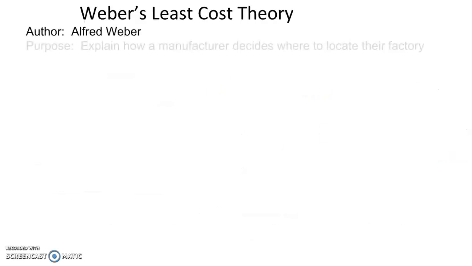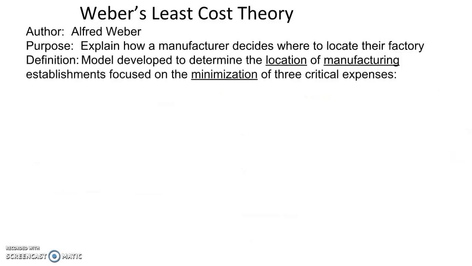Okay, next we have Weber's least cost theory. And so Weber's least cost theory, the author of this is Alfred Weber. And this is to explain how a manufacturer decides where to locate his or her factory. So again, in von Thunen's model, how does a farmer decide where to locate his agricultural practices? In the urban model, how do we explain where people have chosen to live?